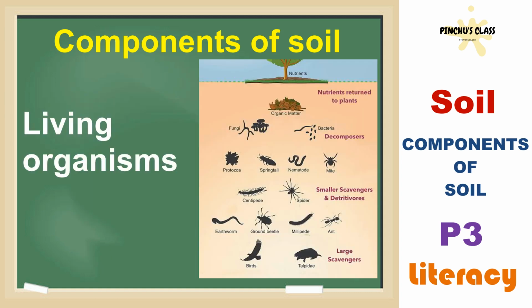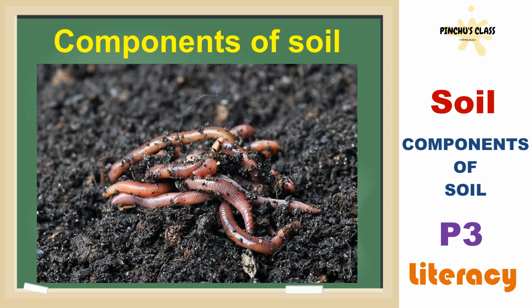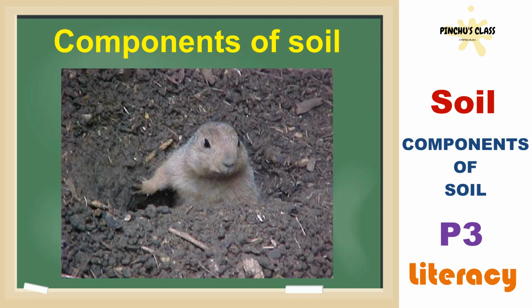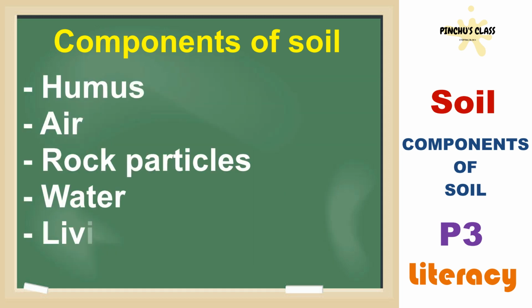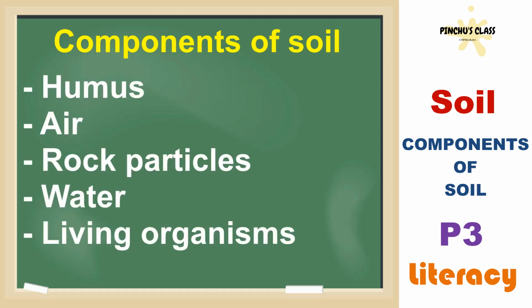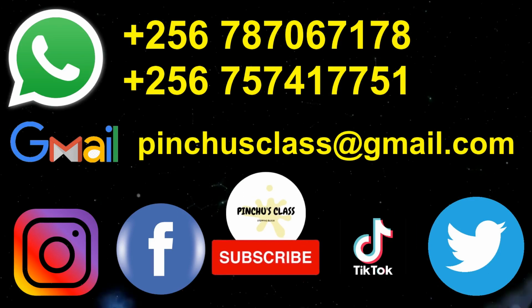And the last one is living organisms. When you say living organisms, those are things which have life, which stay in soil. There are some things which have life and they stay inside the soil, like the earthworms. They come up when it rains to take in oxygen. So living organisms stay in soil. So when we talk about the components of soil, we have humus, we have air, rock particles, water, and living organisms.